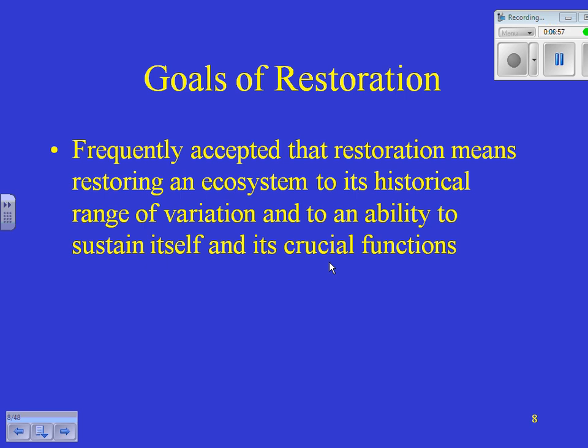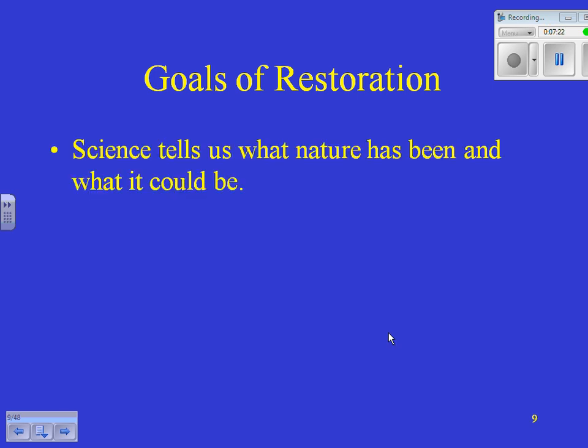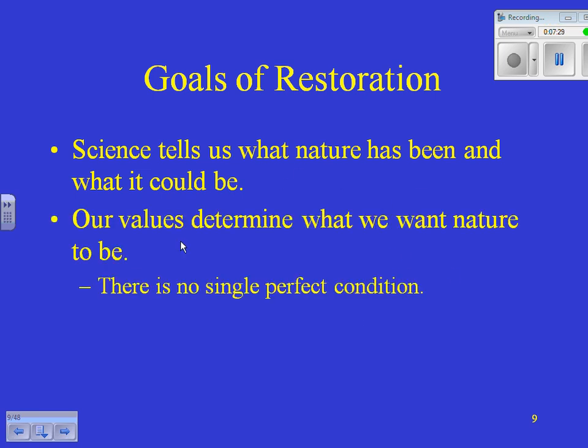How can restoration that involves such things as wildfires occur without damage to human life and property? How do we factor that in? Cycling of chemicals, flow of energy, maintenance of biological diversity. So again, how do we factor these things in when we look at how to restore things? Science tells us what nature has been and what nature could be. And of course, our values determine what we want nature to be. There's no perfect condition.